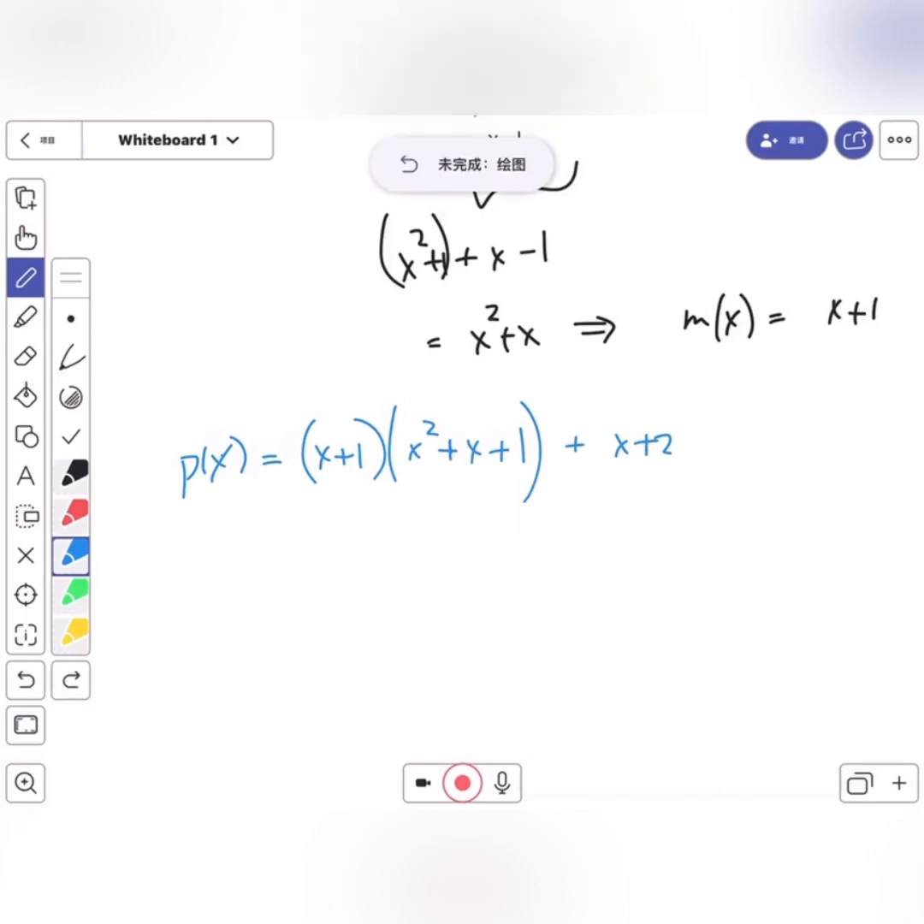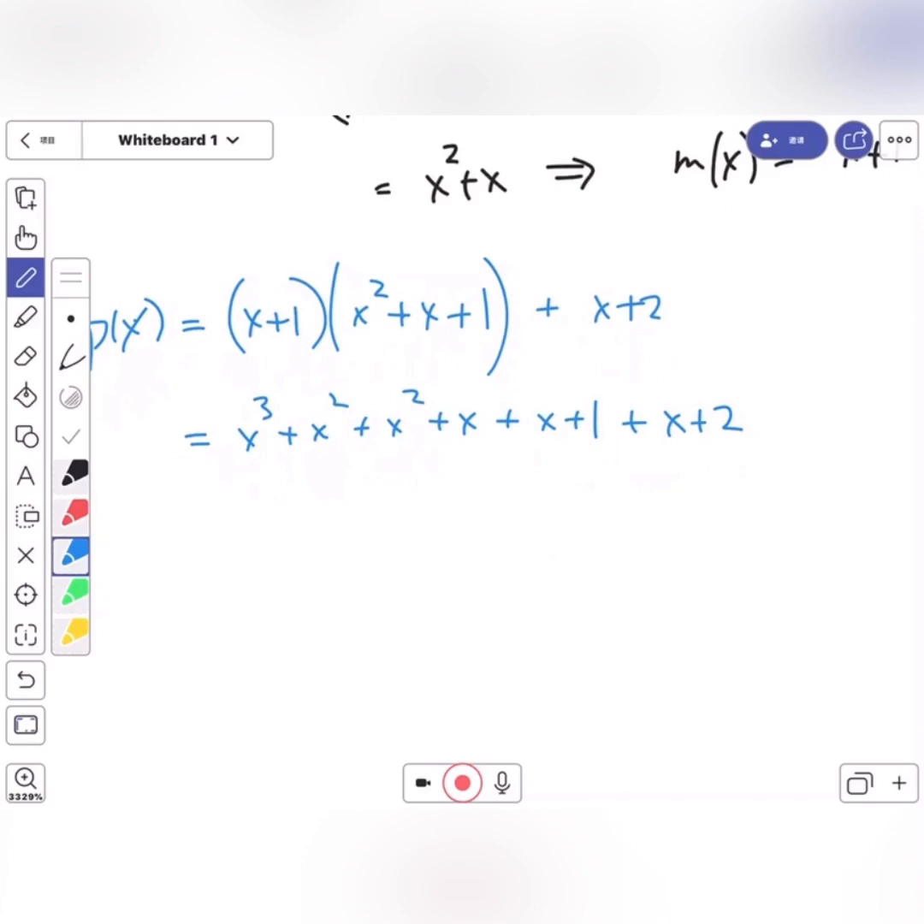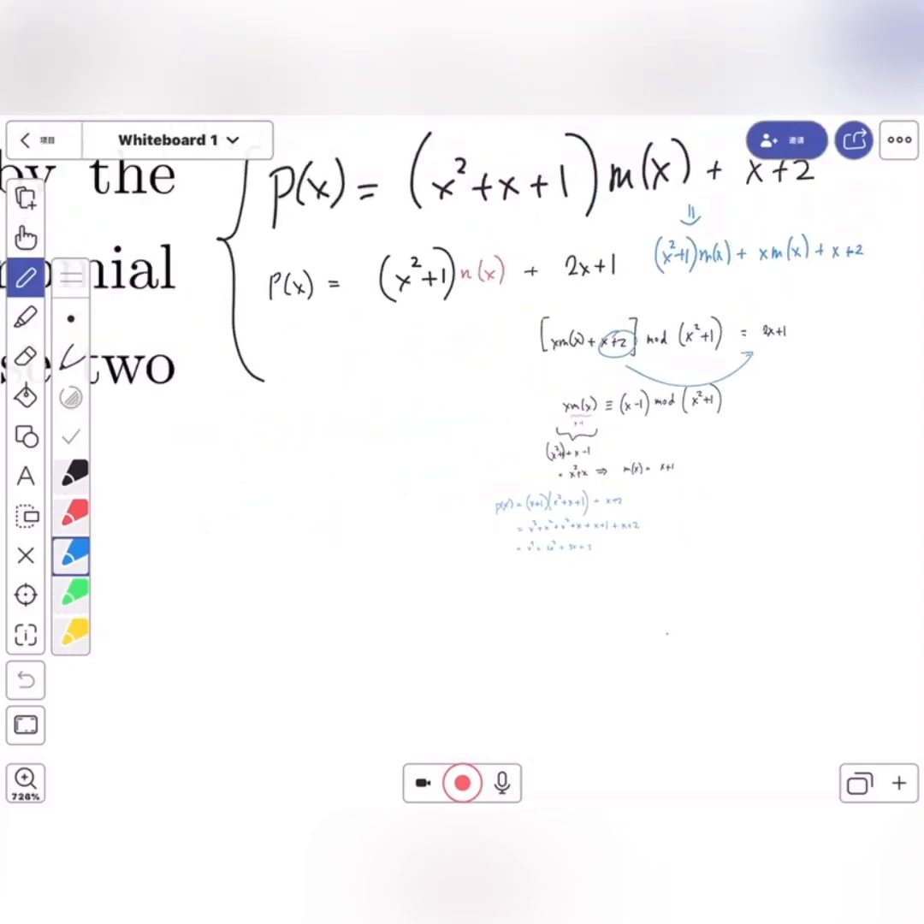Well, it's actually kind of tedious, but we still have to do it to solve this problem. So x cubed plus x squared plus x squared plus x plus 1. Just make sure to not mess up in the algebra part, or else it will just be unfortunate. This just becomes x cubed plus 2x squared plus 3x plus 3. And now we got a polynomial.